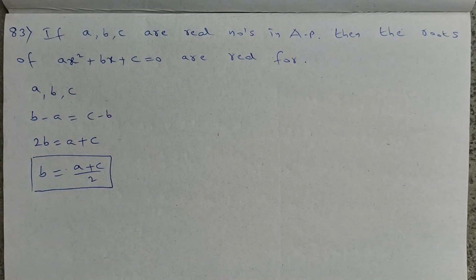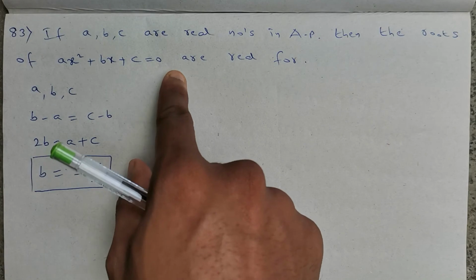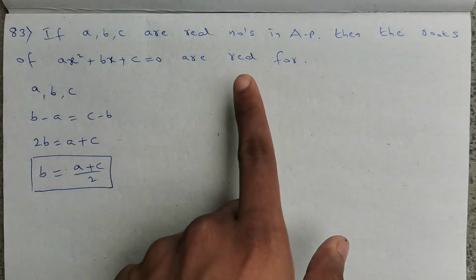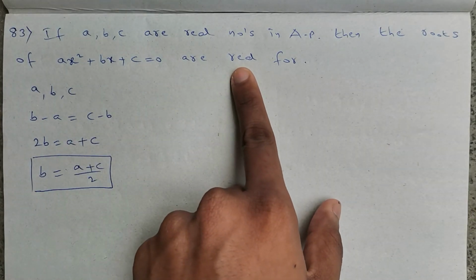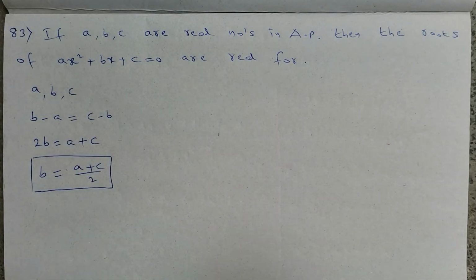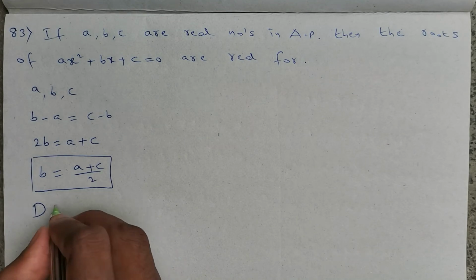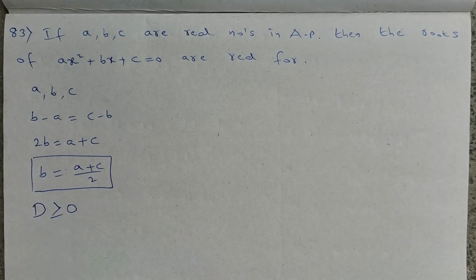Next, then the roots of ax square plus bx plus c is equals to 0 are real. He said very clearly this equation has real roots. So real roots are there means that discriminant value is greater than or equals to 0. Because if discriminant is equals to 0, real and equal roots. If it is greater than 0, real and distinct roots.